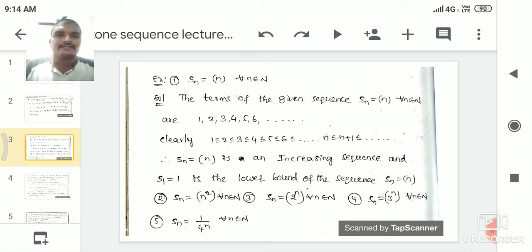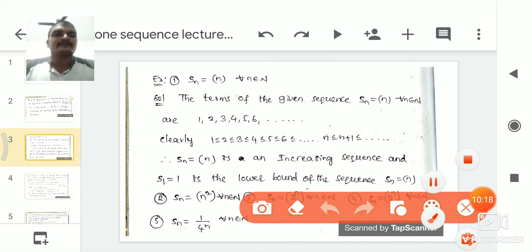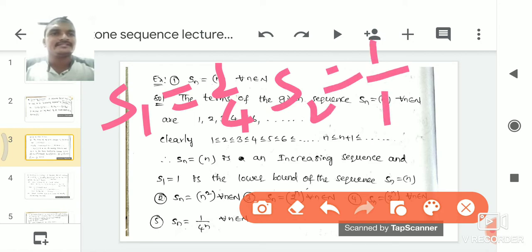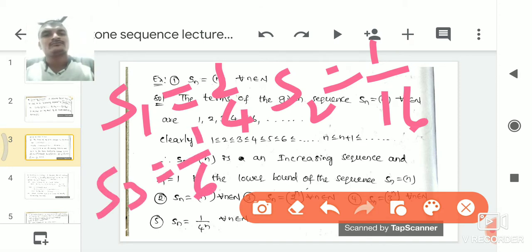Here the fifth one is Sn is equal to 1 by 4 power n. So what is the first term here? S1 is equal to 1 by 4 power 1, that is 1 by 4, and S2 is equal to 1 by 16, that means 4 square. S3 is 1 by 64.